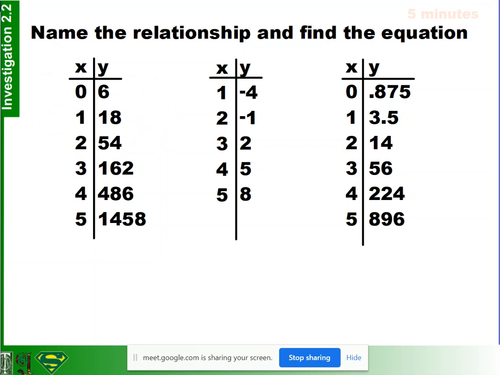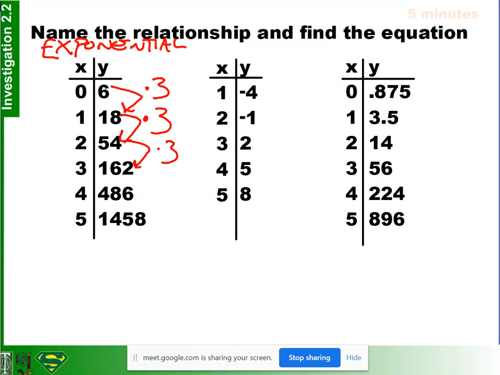I tried. Well, I know that 6 times 3 is 18. And then... Okay, and your audio is really soft, so make sure you're speaking into the mic. Okay. Oh, that's much better. Okay, so you notice that you're multiplying by 3 every time, and that is the hallmark of an exponential relationship, okay? So we can safely say this is exponential.